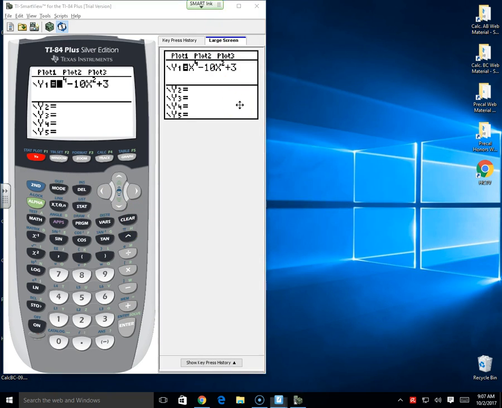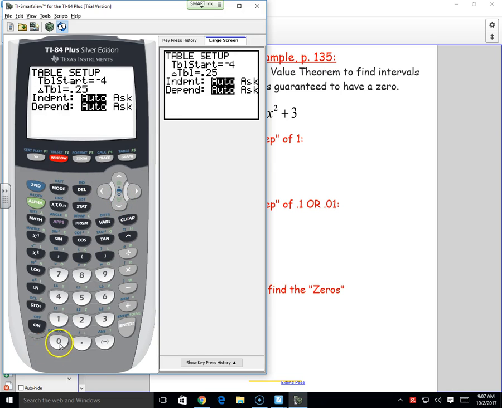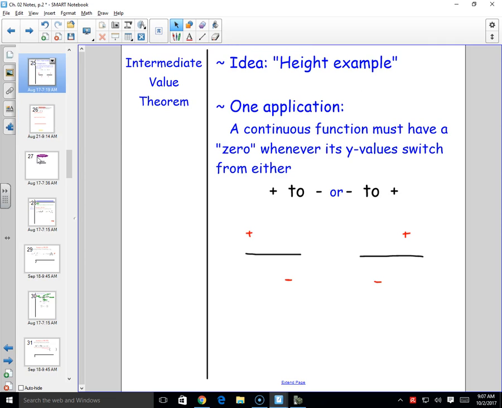I think I have it in my calculator. Okay. You guys ready?